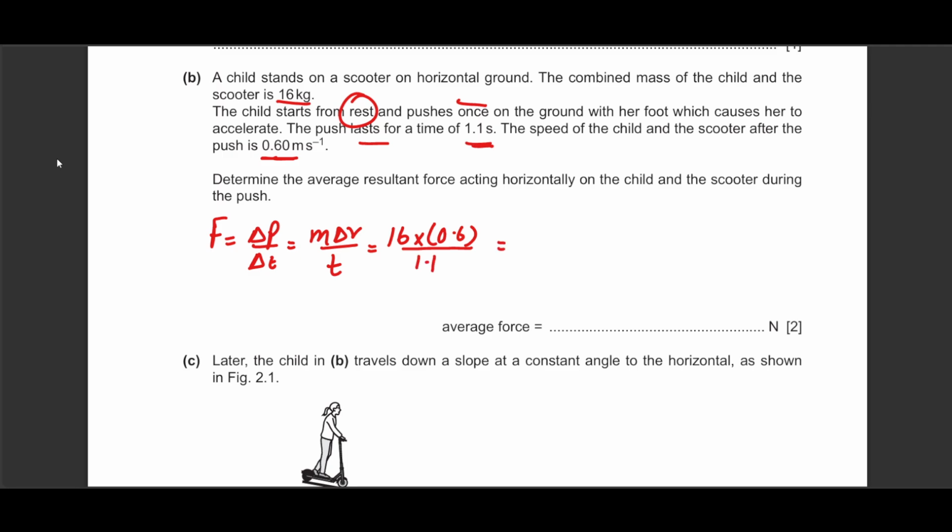So when you solve all of this, your answer is going to come out as 8.727, which is going to become 8.7 newtons.